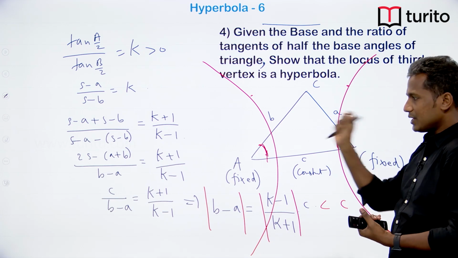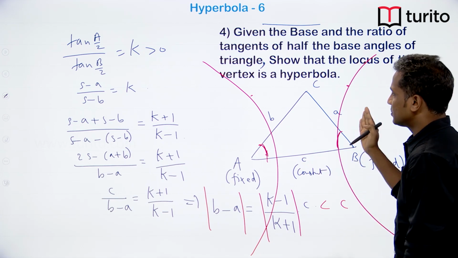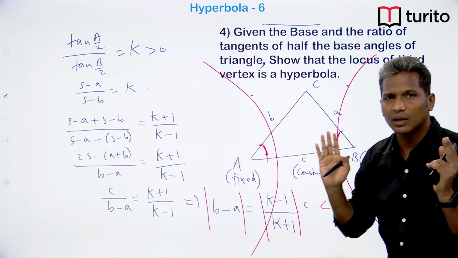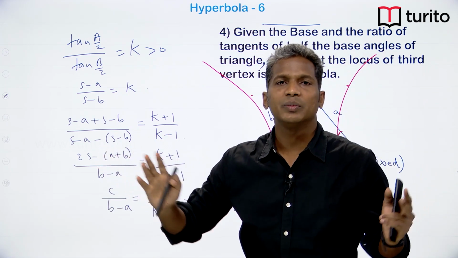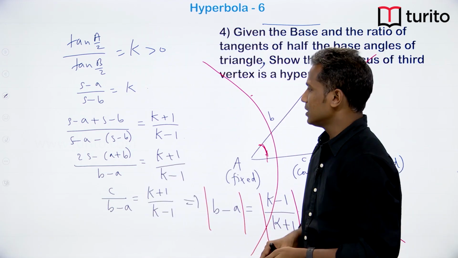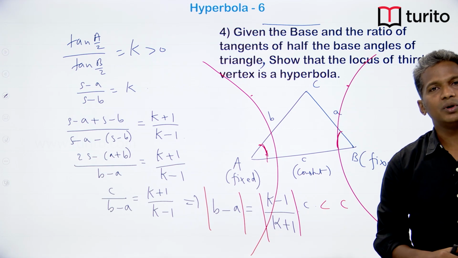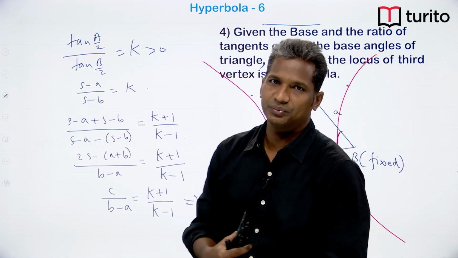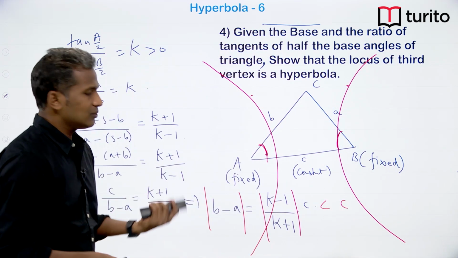Now based on the value of k, this branch may vary. They may come closer or they may move farther. Basically the value of eccentricity will depend on the value of k. So this way we can solve the problem and also analyze it qualitatively. Okay, make a note of this.